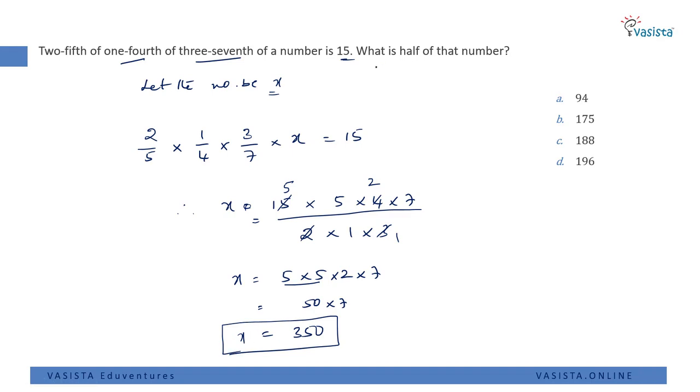Now what the question is, what is half of that number? So that is 350, half of it, that is 1/2. So divide it. 2 1s are 2, remainder 1. 2 7s are 14, 2 5s are 10, so 175. Option B is the right answer.